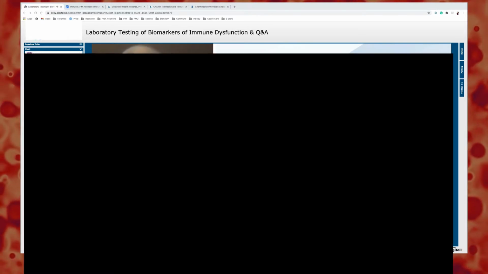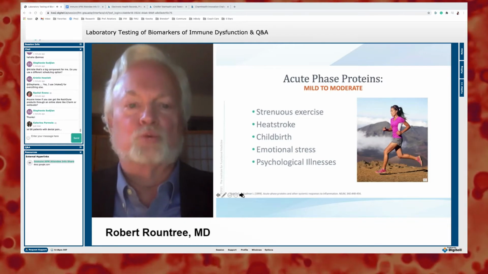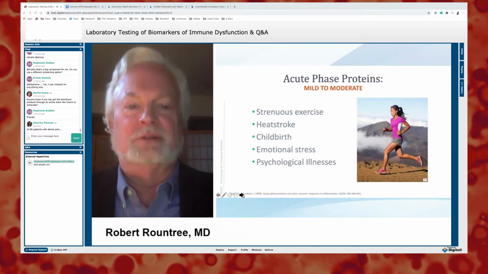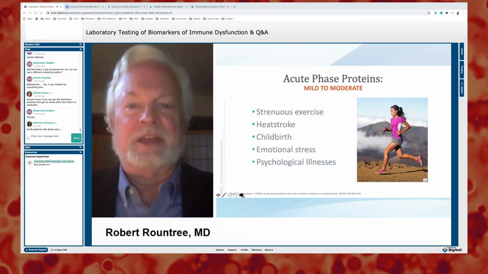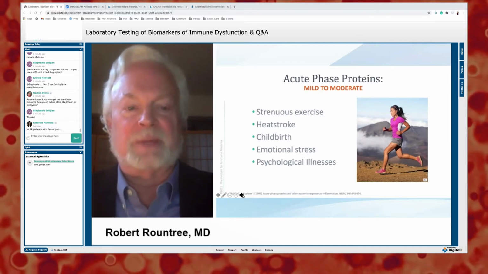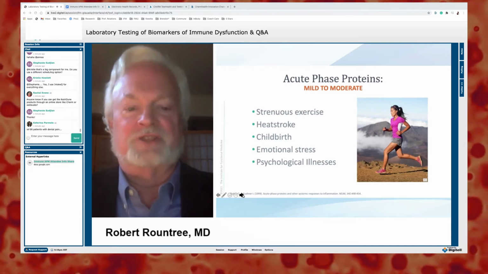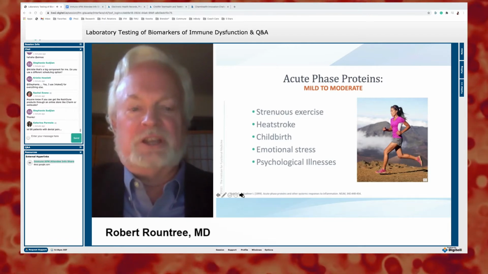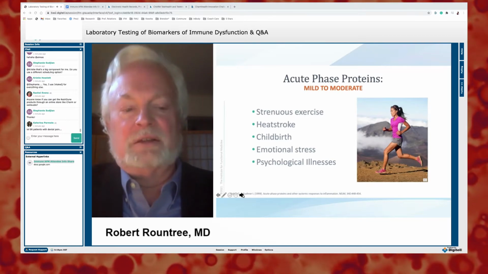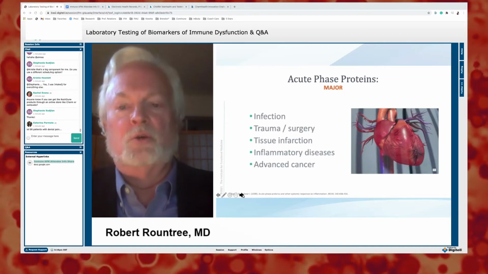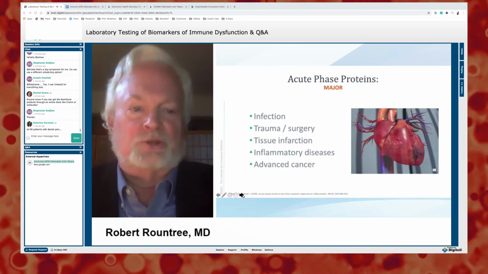What's a mild activator? Strenuous exercise. So tell your patients, don't run to the lab to get your blood drawn, because that short burst of exercise on the way to the lab can make your CRP go up. Other things that can make it go up: emotional stress, chronic psychological illnesses, and I'll show you an example of that later, childbirth, heat stroke, all these things can make CRP go up, and that means they're making interleukin-6 go up as well.